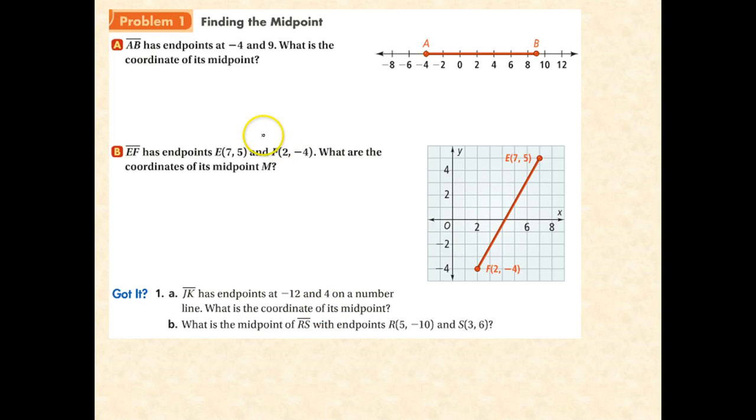Alright, AB has endpoints at -4 and 9. What is the coordinate of the midpoint? Easy money. A is -4, B is 9. I just need to do A plus B and divide by 2. -4 plus 9 is 5. 5 divided by 2 is 2.5. So the midpoint is, let's see, this would be 3, so 2.5 is right about there.